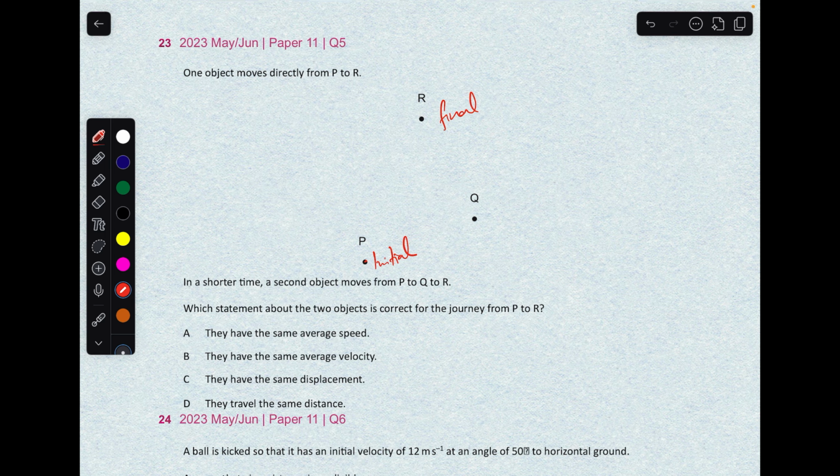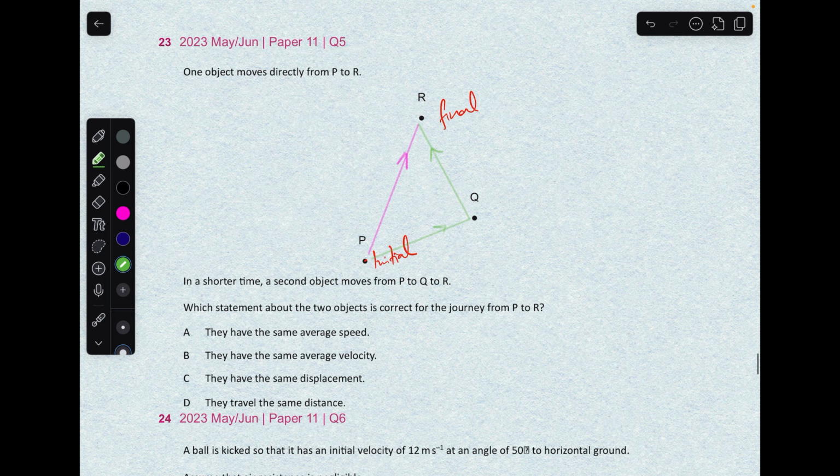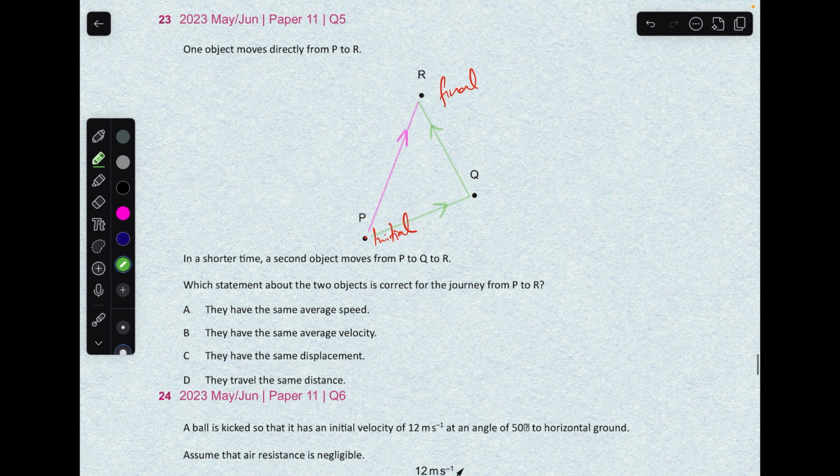Okay, one object is taking this journey directly from P to R, and there is another object that is moving from P to Q, then moving Q to R, in a shorter time. So it's covering more distance in less time. So it should move with a higher speed, right? So the statement that they have the same speeds is wrong. The thing that is covering more distance in a short time will be moving at higher speed. So they will not be of the same speed.